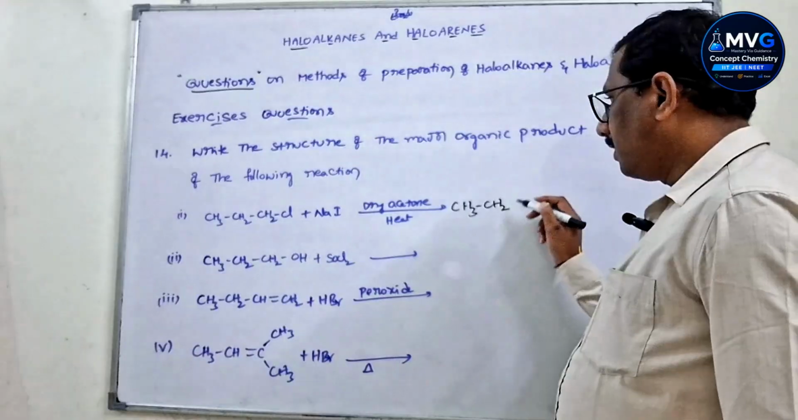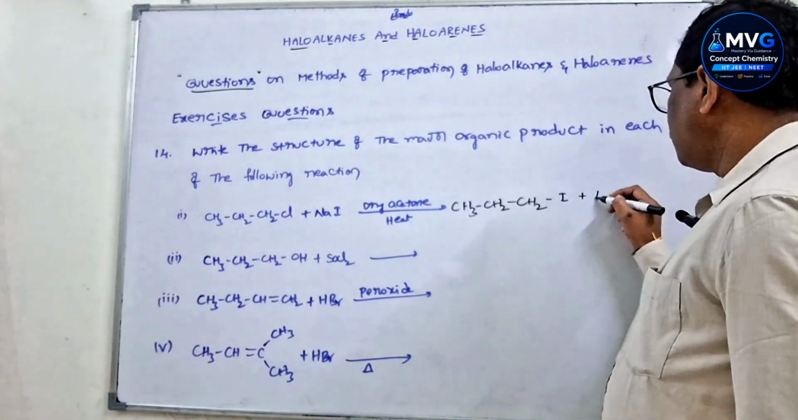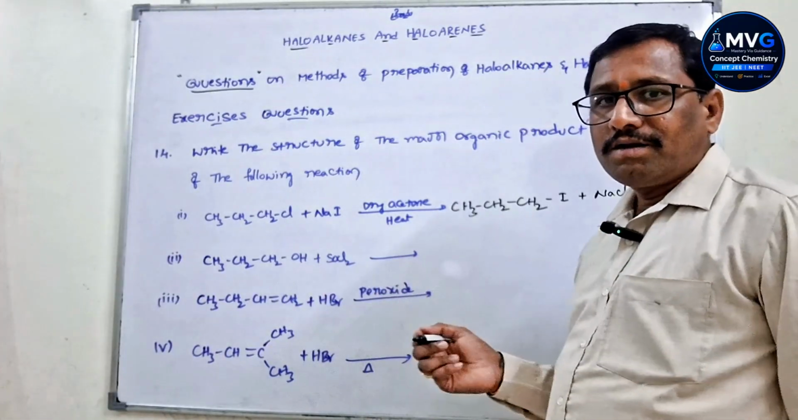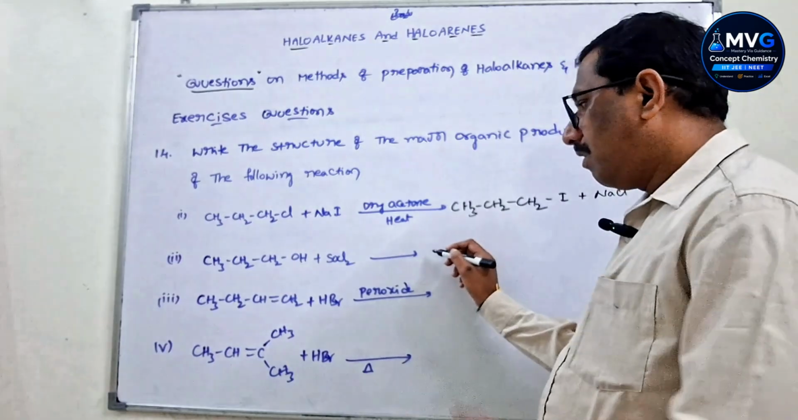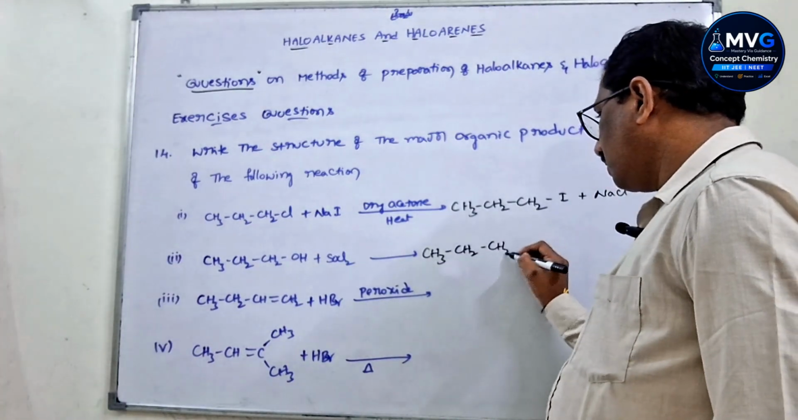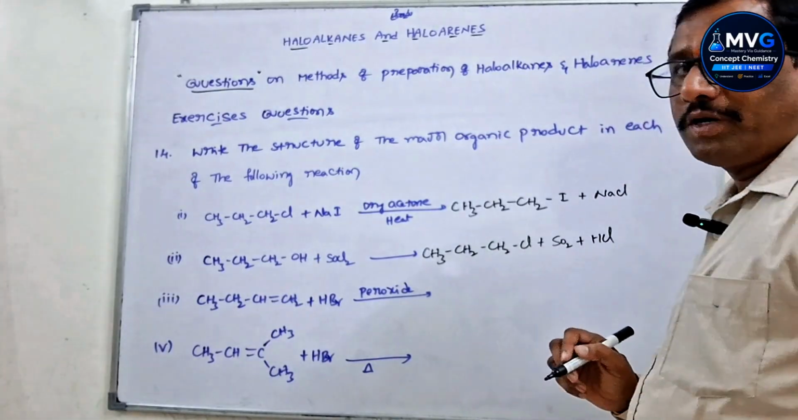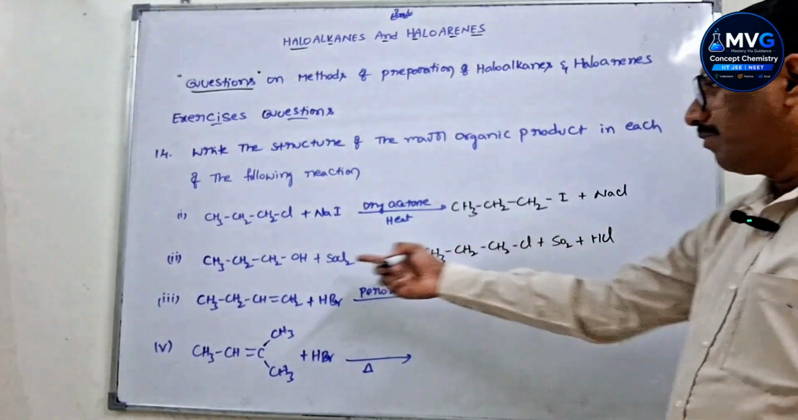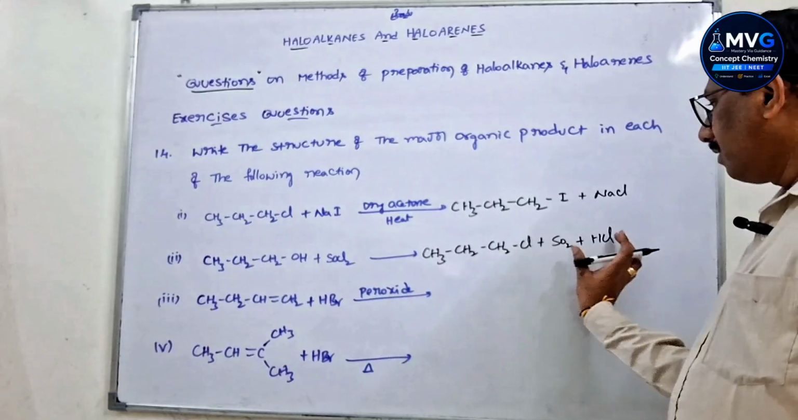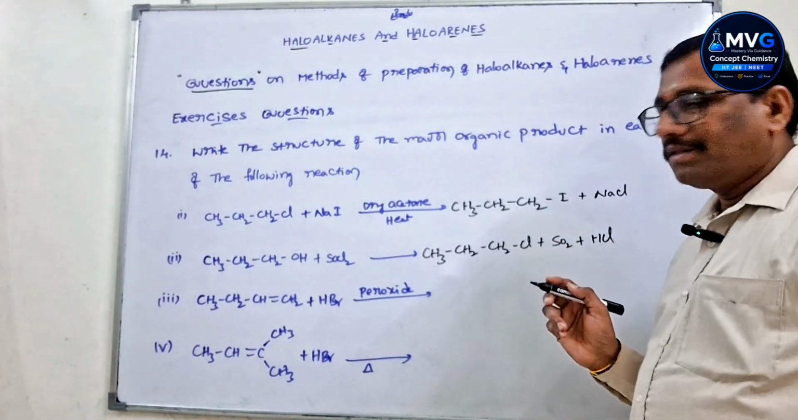CH3, CH2, CH2I plus NaCl is the byproduct. Next, this Darzens reaction. Okay, good yield of alkyl chlorides we can get. CH3, CH2, CH2, Cl plus SO2 plus HCl. Byproducts also important, students. Sometimes this concept is a very important equation. Many times repeated in exams. Why? Here both byproducts are gases, easily they can evaporate, pure chloroalkanes we can get.